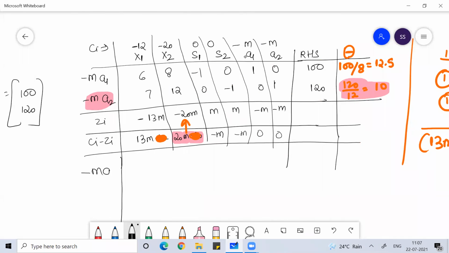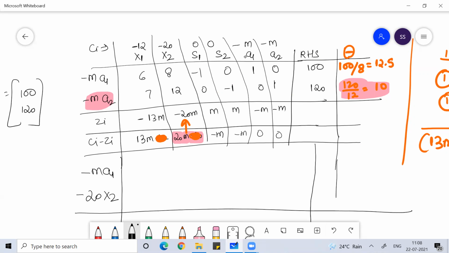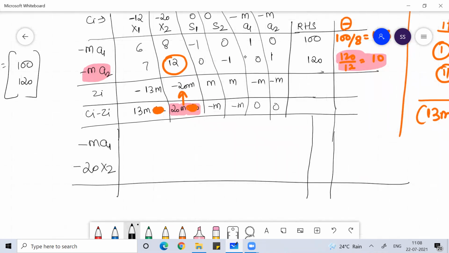This is minus M a1, and then this is minus 20 x2. The pivot element corresponding to this will be 12. So 12 is the pivot element, you know that. Ultimately this value will be 7 by 12. This will be 1, this will be 0, minus 1 by 12, then 0, then 1 by 12, and then this will be 10.